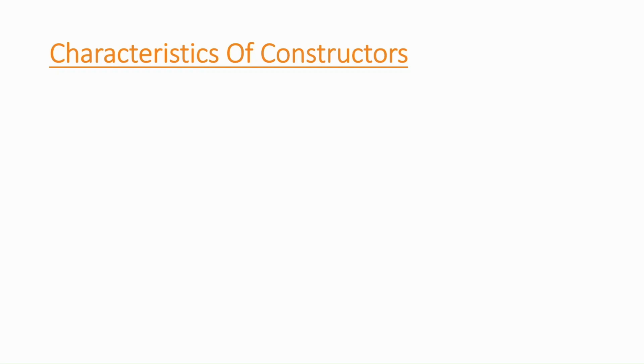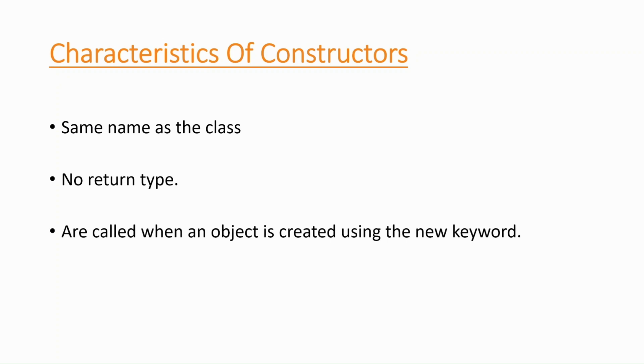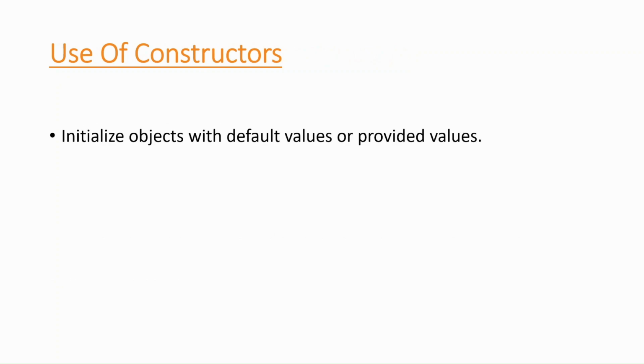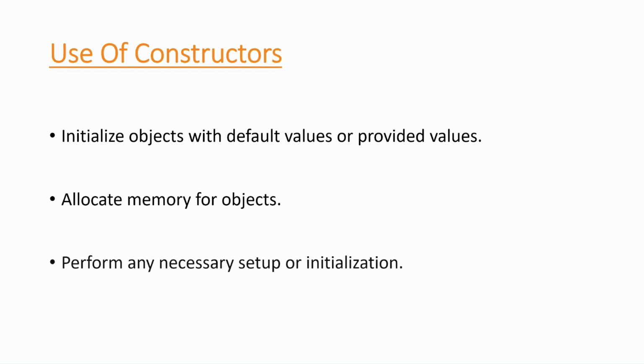Let me explain some key characteristics of constructors in Java. They have the same name as the class. They do not have a return type, not even void. They are called when an object is created using the new keyword. They can take parameters which are used to initialize objects. Now, constructors are used to initialize objects with default or provided values, allocate memory for objects, and perform any necessary setup or initialization.